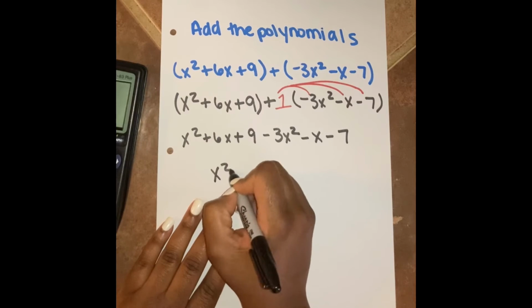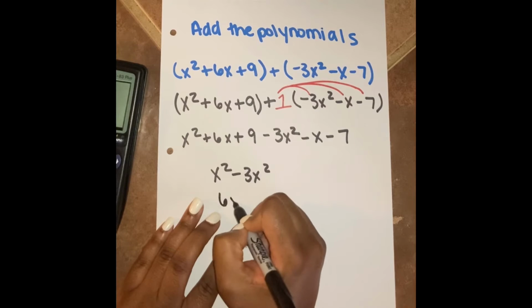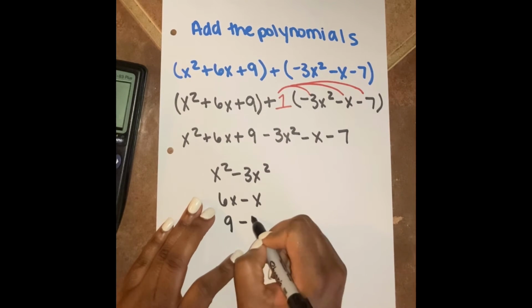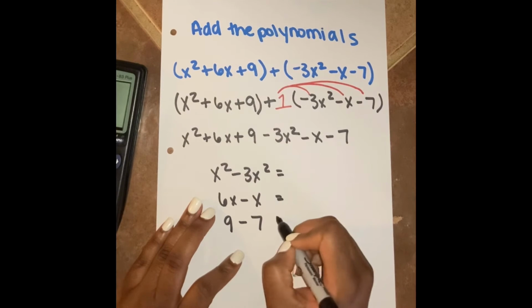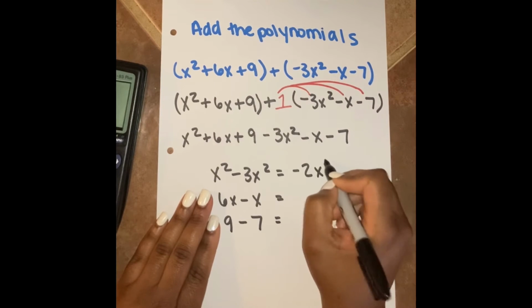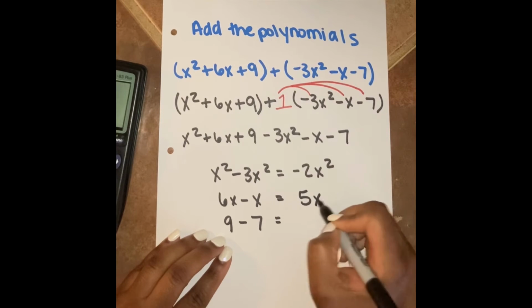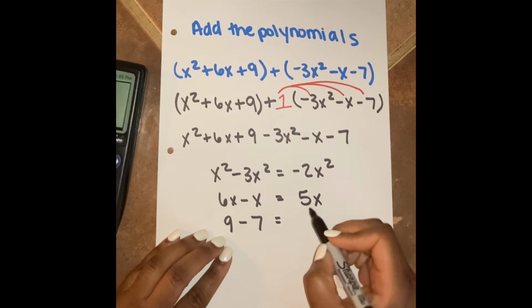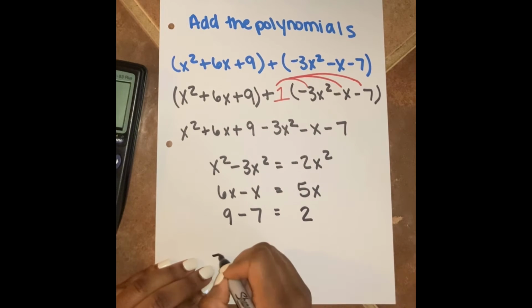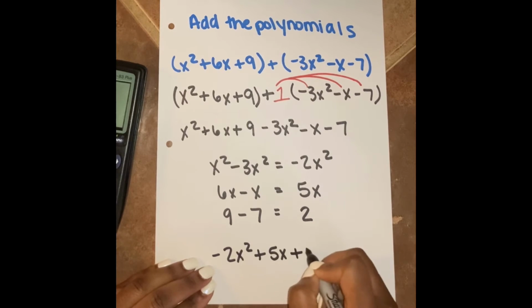So here we're simply going to combine like terms. We have x squared minus 3x squared. We have 6x minus x, and we have 9 minus 7. So x squared is understood to be 1. So if we say 1 minus 3, that leaves us with a negative 2x squared. And 6x minus x leaves us with 5x. And 9 minus 7 leaves us with 2. So our answer is a negative 2x squared plus 5x plus 2.